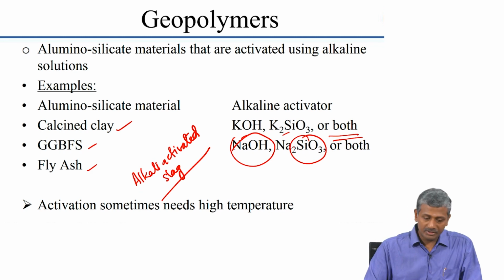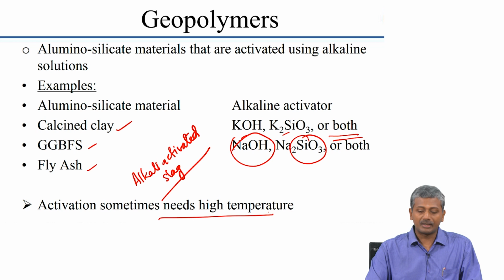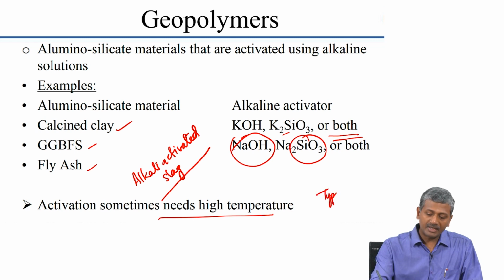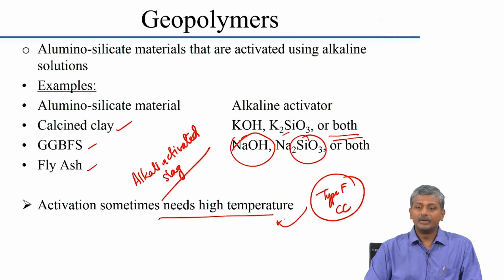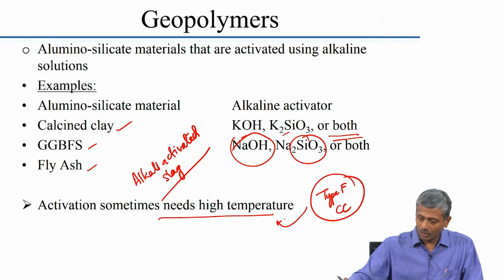Now, activation may sometimes need high temperature. Okay. The formation of the polymer chains sometimes cannot be accomplished at room temperature and needs a high temperature. So, generally for the most part when you look at type F fly ash or even calcined clay, mostly what you will see is you will have to perform your initial hydration process or initial polymerization process at a high temperature. The high temperature promotes the linkage between the aluminate and silicate to form the network that results in the polymer formation. I will show you what happens exactly here.